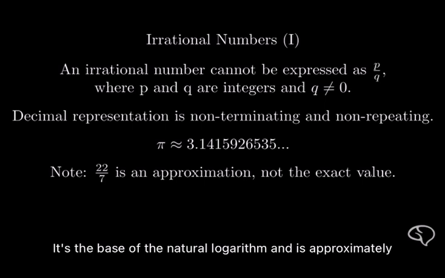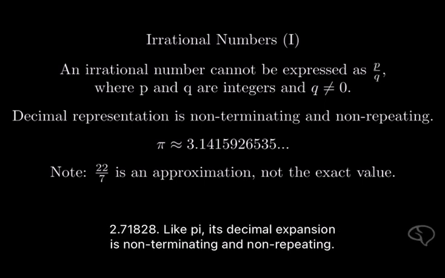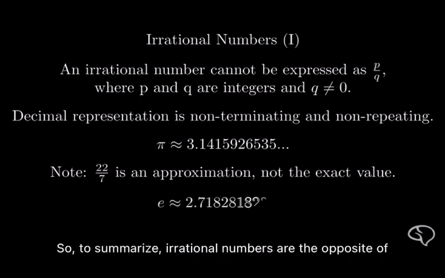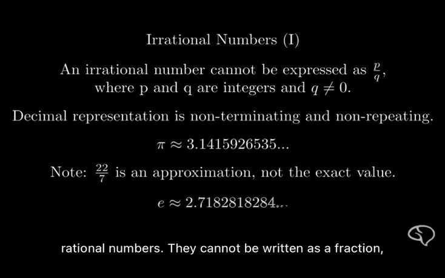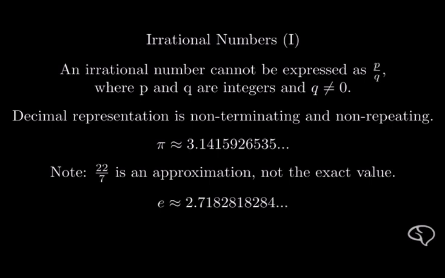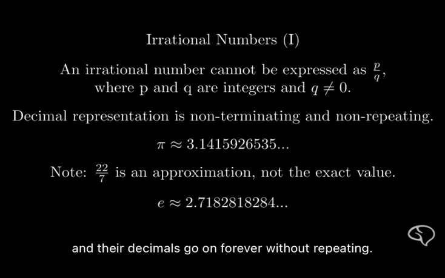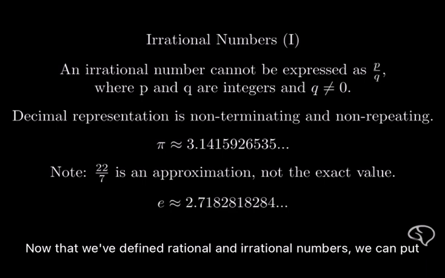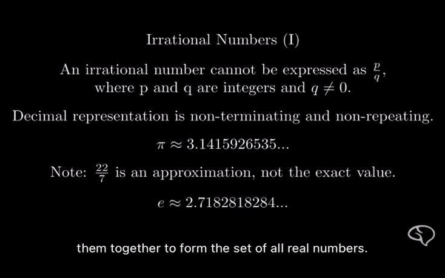Another important irrational number is Euler's number, e. It's the base of the natural logarithm and is approximately 2.71828. Like pi, its decimal expansion is non-terminating and non-repeating. So to summarize, irrational numbers are the opposite of rational numbers. They cannot be written as a fraction, and their decimals go on forever without repeating.